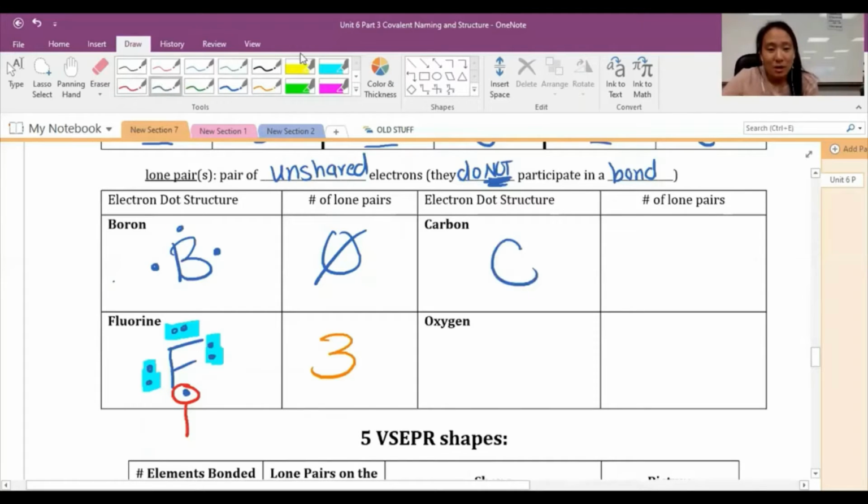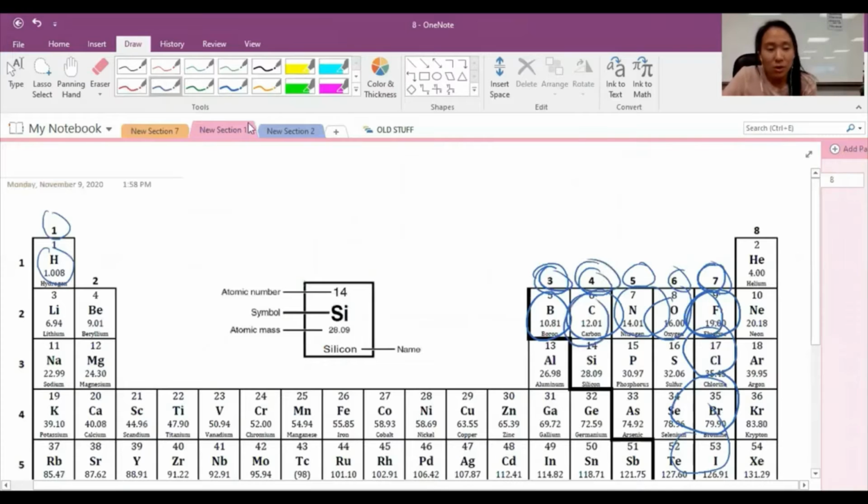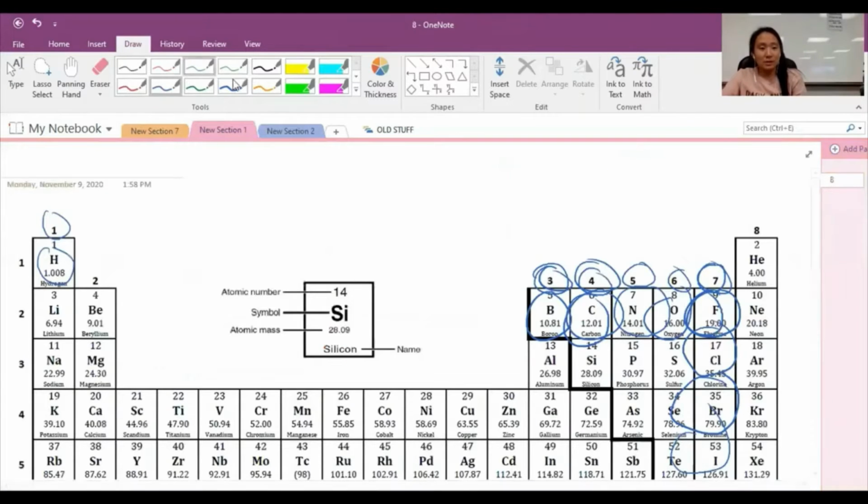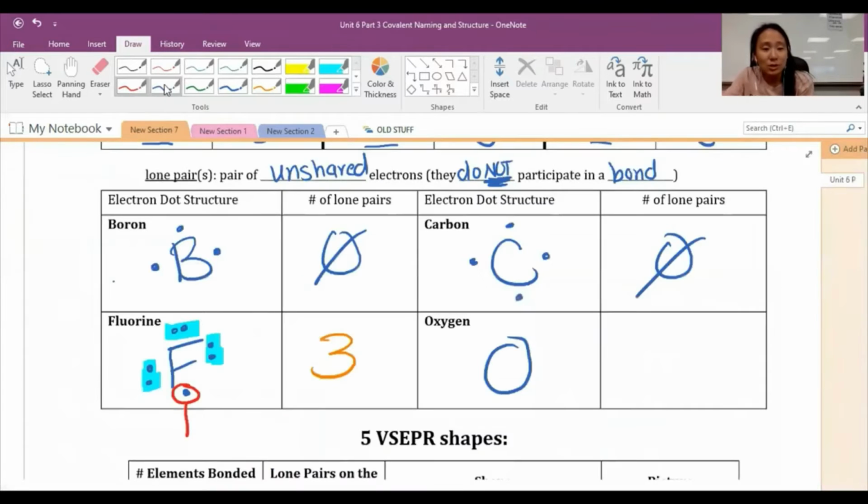So carbon is where? It's here, it's in the 4th column. So 1, 2, 3, 4. None of these have a buddy, no lone pairs. But oxygen, according to the periodic table, where is oxygen? It's here, number 6. So we're going to draw 6 dots. 1, 2, 3, 4, 5, 6. So we can see that there's a pair here and a pair here. These electrons are going to get shared out. So how many lone pairs do we have? We have 2 lone pairs.